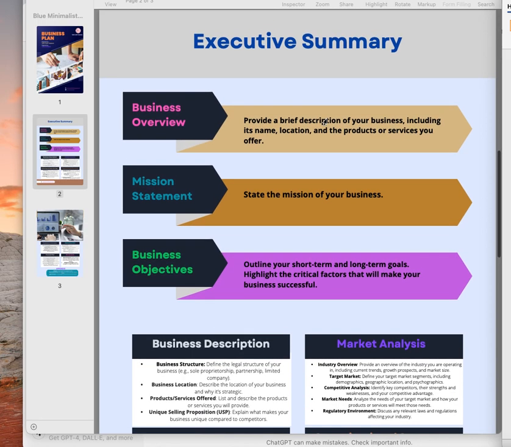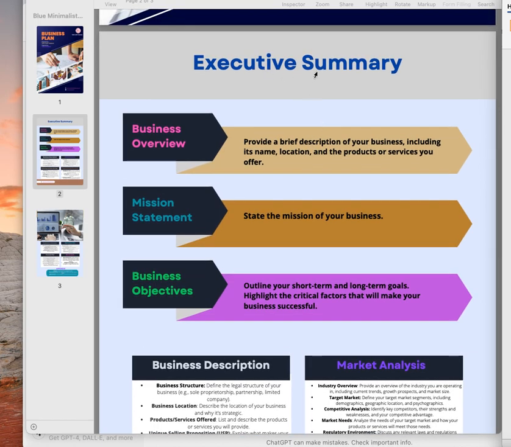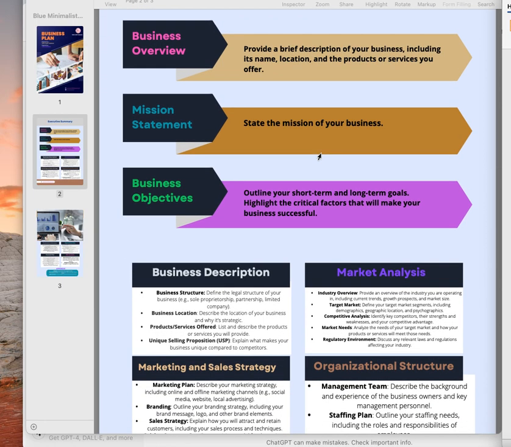different key sections. So first is executive summary. So what is this? So it is like your business overview. So you can provide a brief description of your business, including the business name, location, products or services you offer. Then your mission statement, state the mission of your business. Then outline your short-term and long-term goals. Then you can highlight the critical factors that will make your business successful.